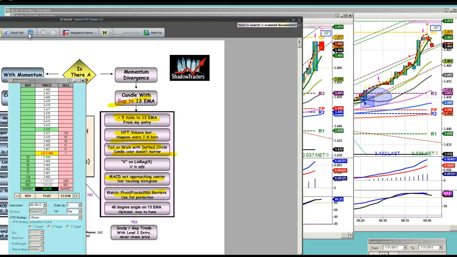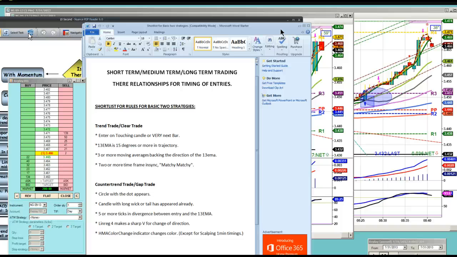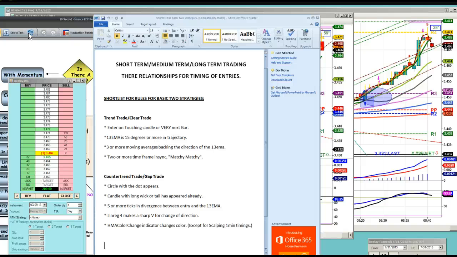And the short list I've created for you is simple, a very short list for the same thing. Circle with a dot appears. Candle with a long wick or tail has just appeared. 5 or more ticks divergence to the 13 EMA. Lunreg 4 makes a sharp V for direction. There's your Everest with brown rig. And you can also use the HMA color change, except for 1 minute timings.